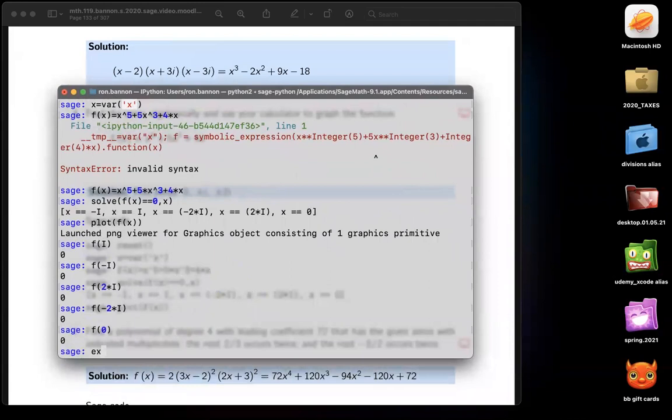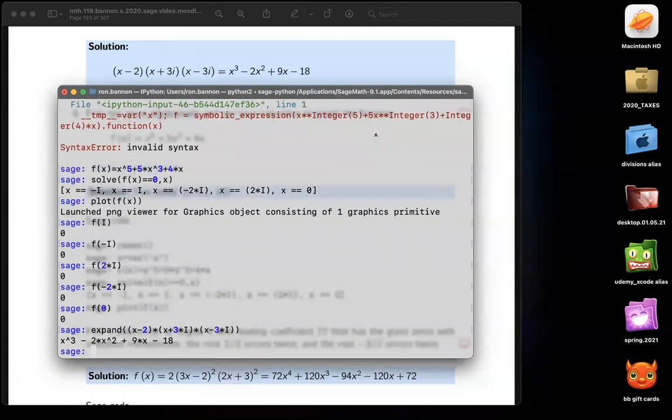So I have to spell it right? I'm going to expand this guy up here. And that's x minus 2 star x plus 3 star I. Remember, uppercase I is the imaginary unit. Star x minus 3 star I. I is uppercase. And let's see what happens. Let's see if they get what they got. And what did you get over there? x^3 minus 2x^2 plus 9x minus 18.